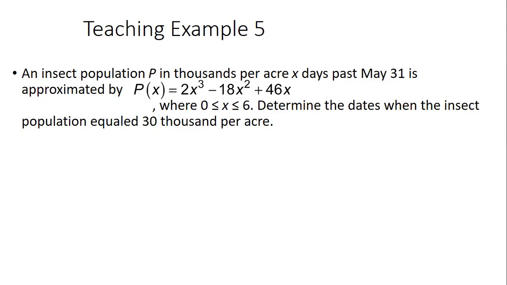An insect population, P in thousands per acre, X days past May 31st is approximated by the formula P of X equals 2x to the third minus 18x squared plus 46x, where X is greater than or equal to 0 but less than or equal to 6. Determine the dates when the insect population equals 30,000 per acre. Okay, so we have 2x cubed minus 18x squared plus 46x, and we want to know, when did it equal 30? Does that make sense?